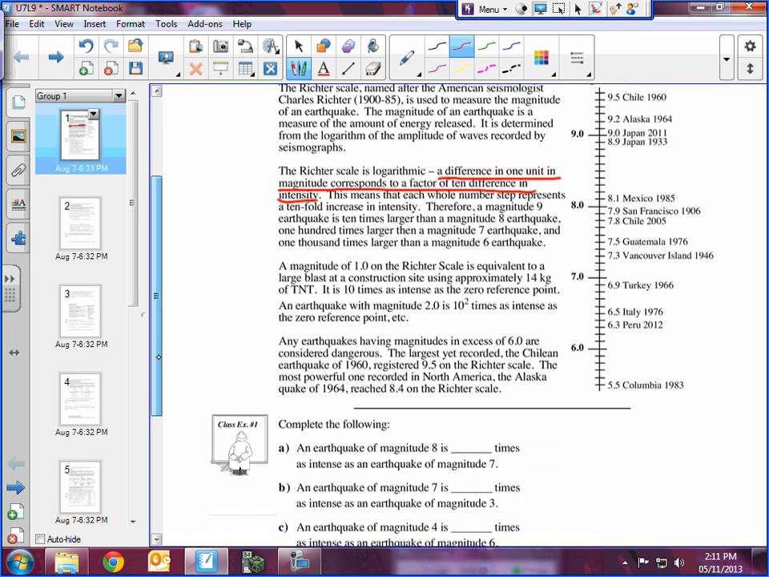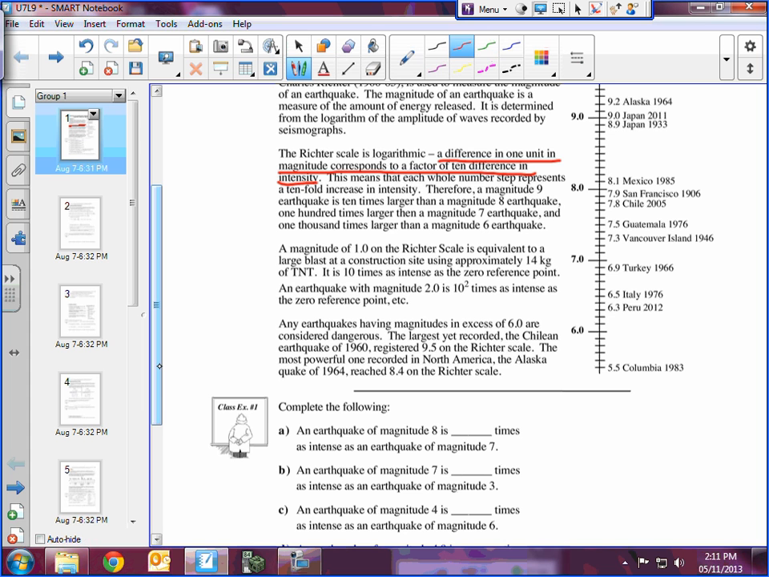This means that each whole number step represents tenfold intensity. So I talked about that. A magnitude of 1 on the Richter scale is equivalent to a large blast at a construction site using approximately 14 kilograms of TNT. You guys okay? You have questions, or you doing okay?